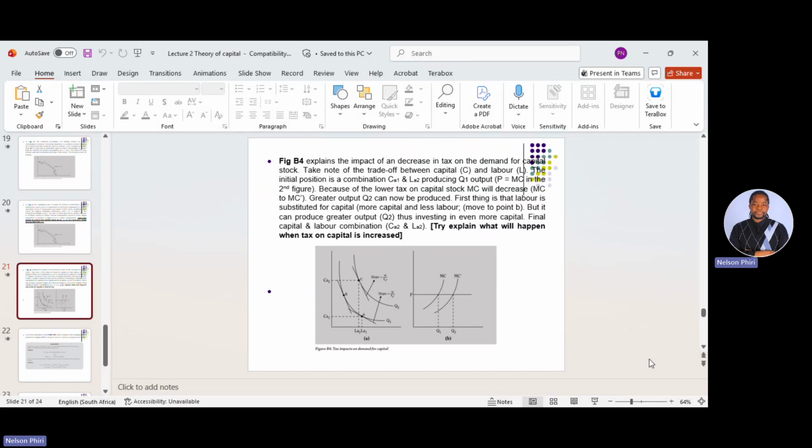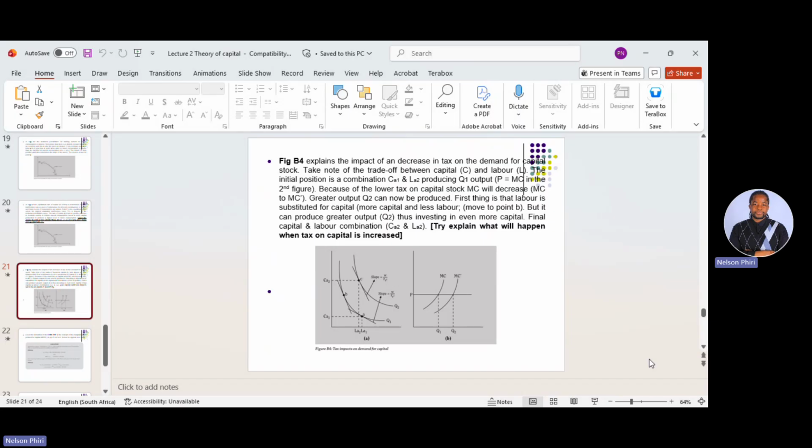So this is the impact of a decrease in tax. Just to summarize it one more time, we start at an initial point where we have CA1 and LA2. We were producing an output of Q1 at that particular point. Then there's a decrease, a lower tax on capital stock. This shifts your MC, in diagram B, from MC to MC dash. Now we are producing a greater quantity at Q2. At that particular point, more capital is substituted for labor. Hence, we move on to a higher point, which is B.